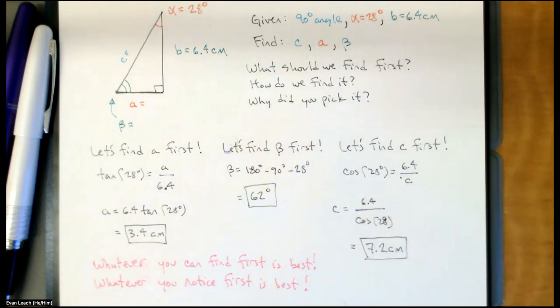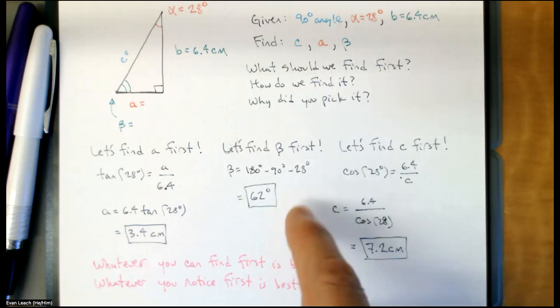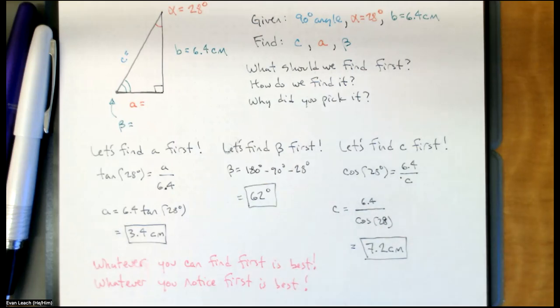This is where the problem gets more tricky. Not because we have fewer things to do, but because we have more choices. Once we have this 62-degree angle, we can use that. But then we have to be conscious about how things work.